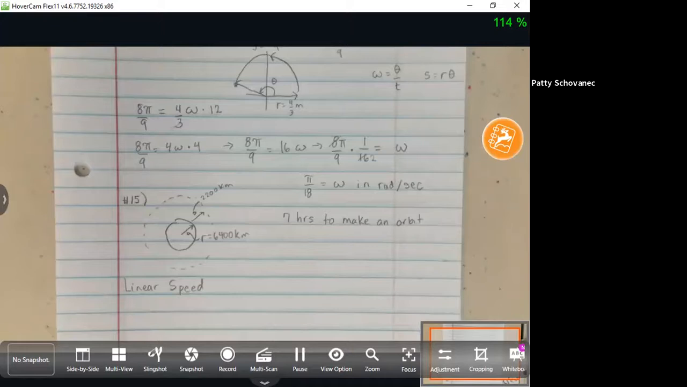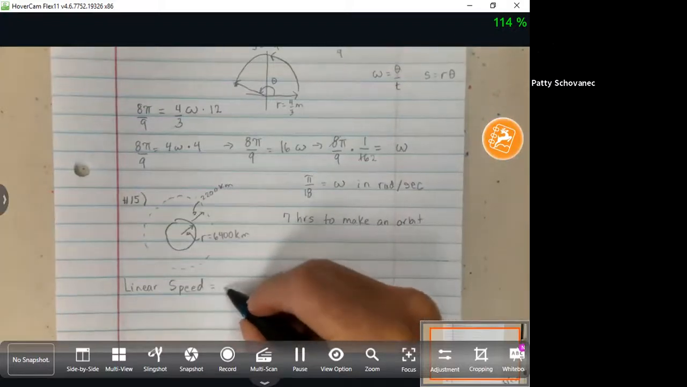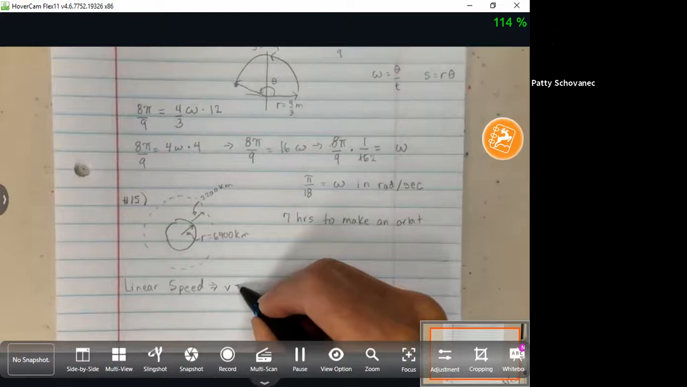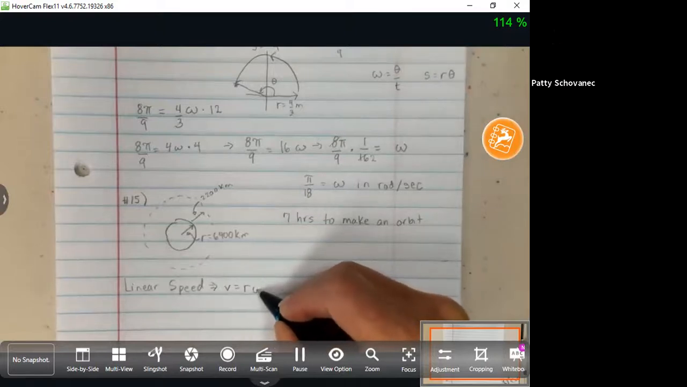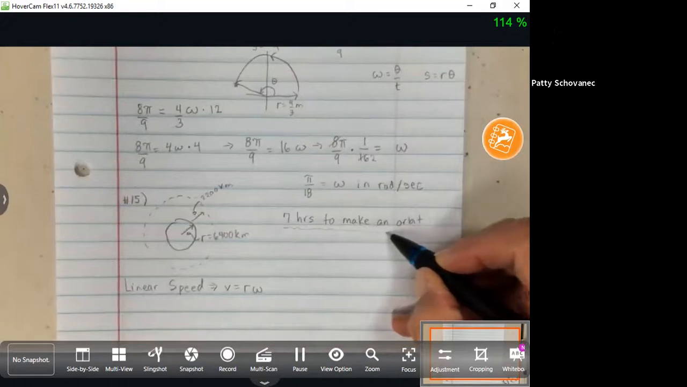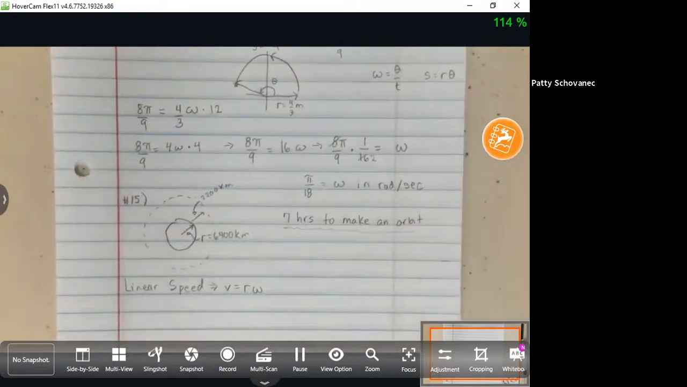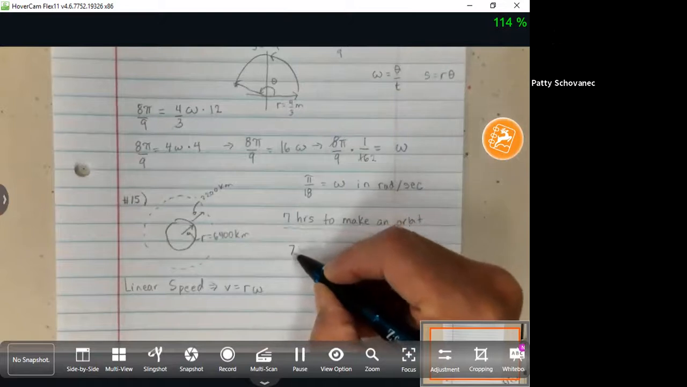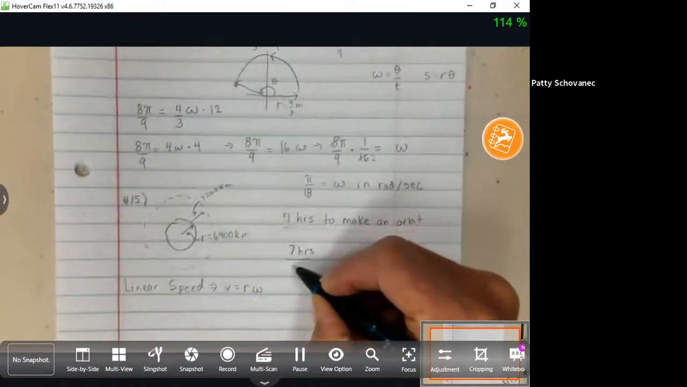We can use that 7 hours to make an orbit to find the angular speed. And then the linear speed, if you remember, is just r times that angular speed. So linear speed v is equal to r times omega. To get omega, we're going to convert an orbit into radians. So it takes 7 hours for one orbit.